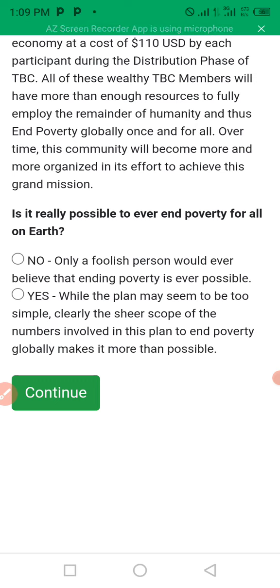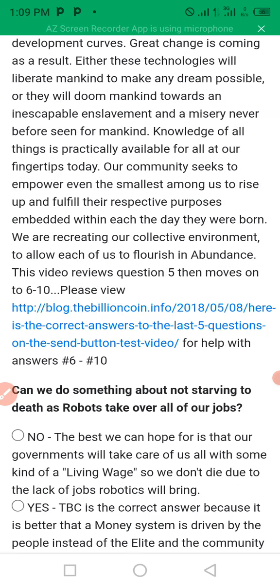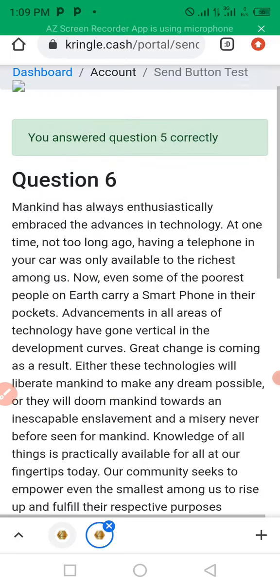Answer number 2 says yes. While the plan may seem to be too simple, clearly the sheer scope of the numbers involved in the plan to end poverty globally make it more than possible.